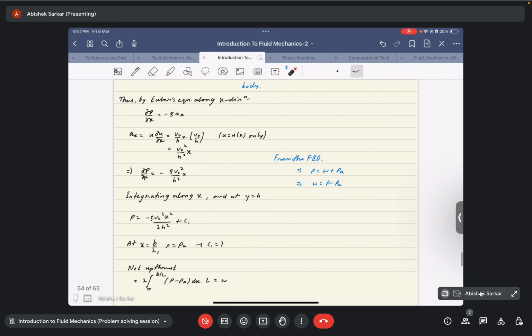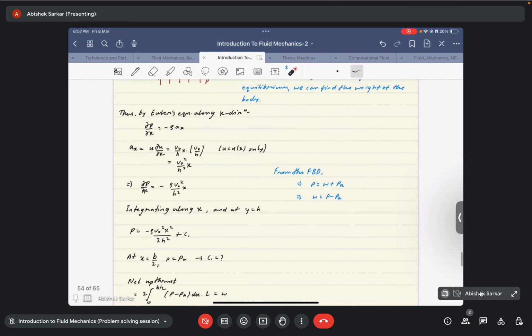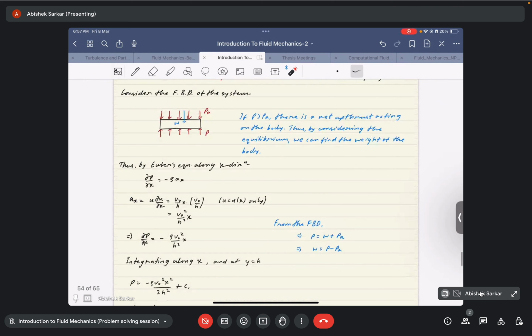So from the free body diagram, if you go back to the free body diagram, say this. We consider that p is greater than pa, so that there is a net upthrust in the upward direction that is able to balance the weight of the plate, okay. That's why at equilibrium we will have p is equal to w plus pa, right. The net upward force is equal to the net downward force, okay, at equilibrium. Then w would be equal to p minus pa, okay.